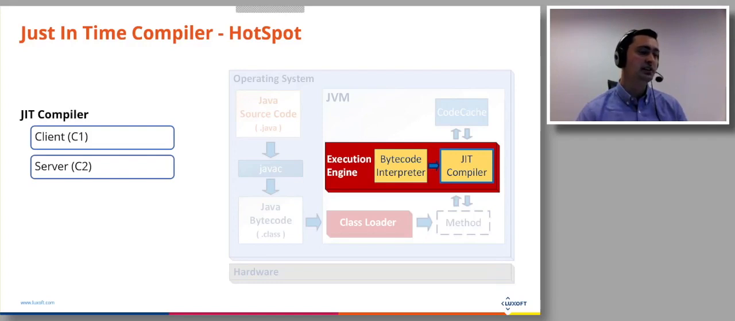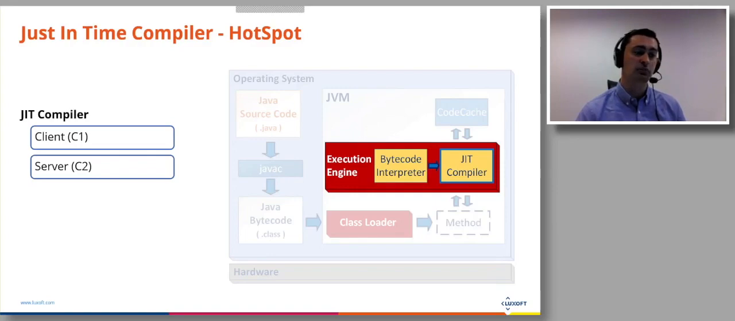The thing is that with C1, we benefit sooner from the native code, but the optimizations are not in the best shape. Only C2, the server shape of the compiler, is able to produce those optimizations in a better shape. But the drawback is that it needs a longer time.